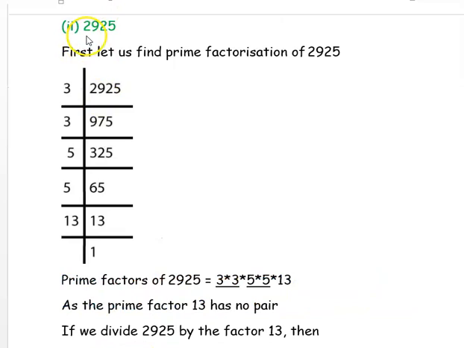The next number given is 2925. Now let's find the prime factorization of 2925. So I am dividing it by 3 first. So I get 975, which again I am dividing by 3. I get 325, which cannot be divided by 3. So I am dividing it by 5. I get 65, which also cannot be divided by 3. So I am dividing it by 5. So I get 13. So 13 divided by 13, I get 1. Now I am writing the prime factors of 2925. So it's 3 into 3, 5 into 5 into 13.